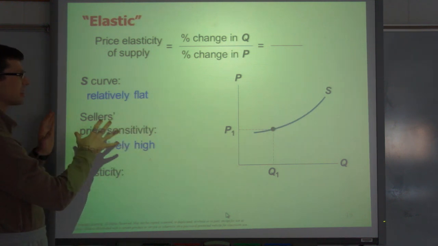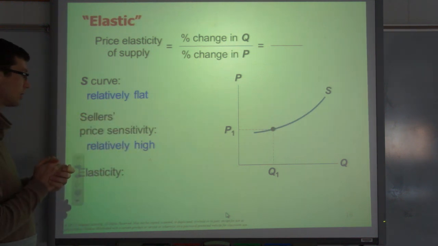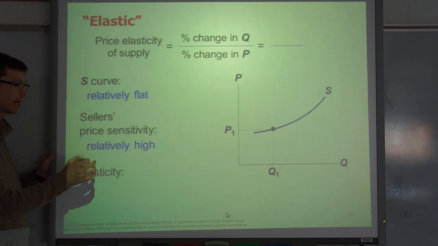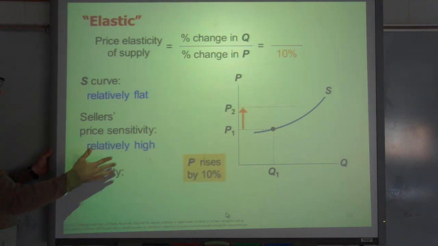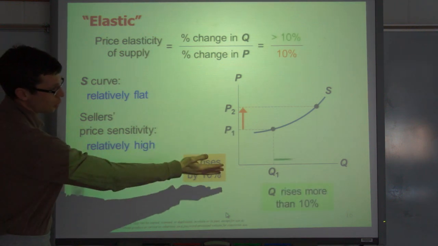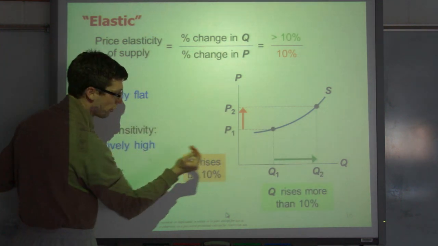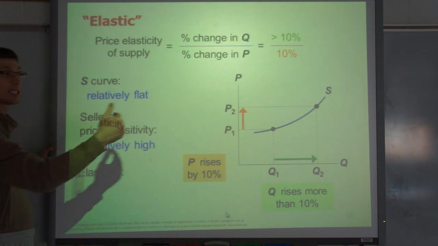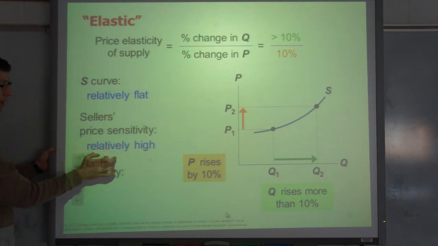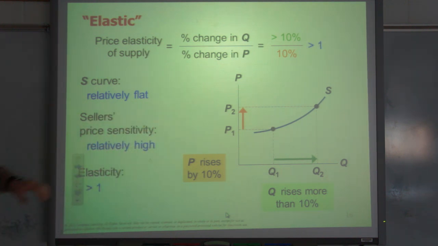We move on and we start to see it again flatten out. The flatter it gets, the more elastic it gets. The price sensitivity is quite high. So for elasticity, we take the change in quantity supplied, it's greater than 10, over 10. It's going to give us a number that exceeds 1, and anything that exceeds 1 is relatively elastic.